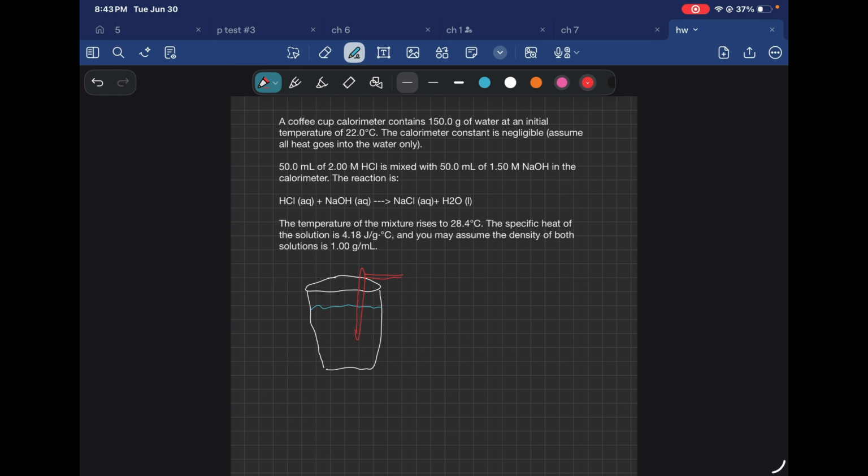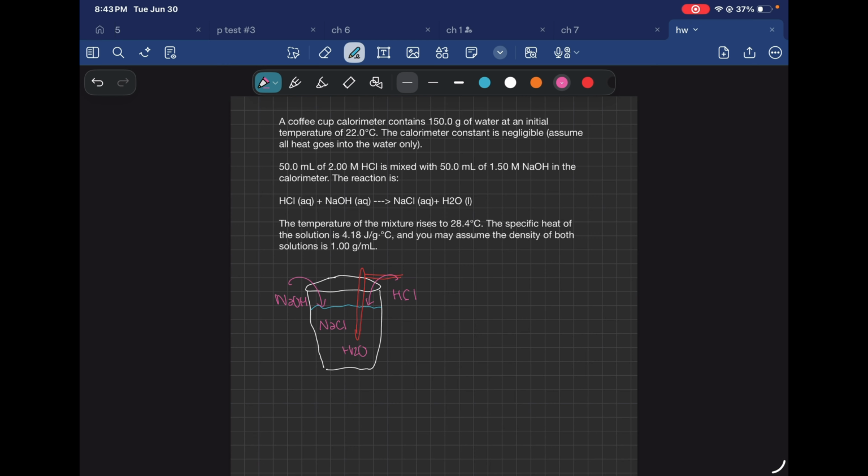And then inside we have NaOH, our reactant. So inside we have our products. So we have NaCl and H2O. And outside, what went into it was HCl. This is what was mixed. And we have NaOH. Okay.